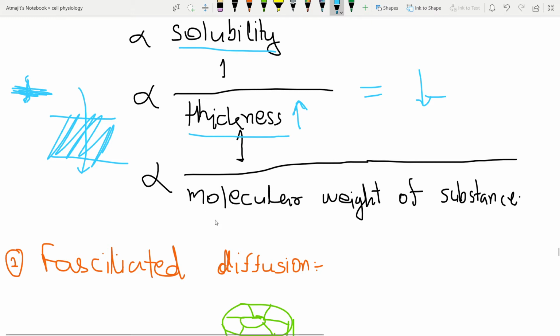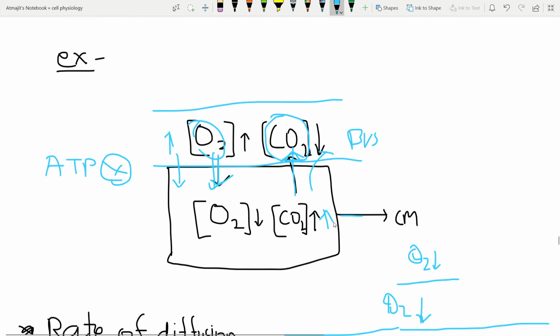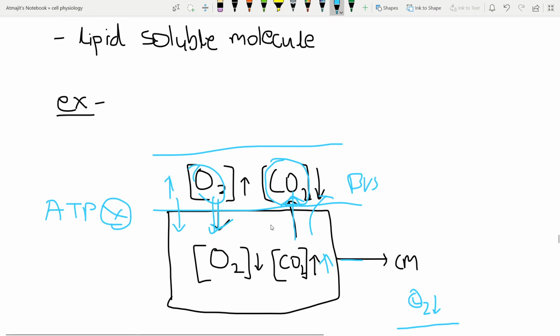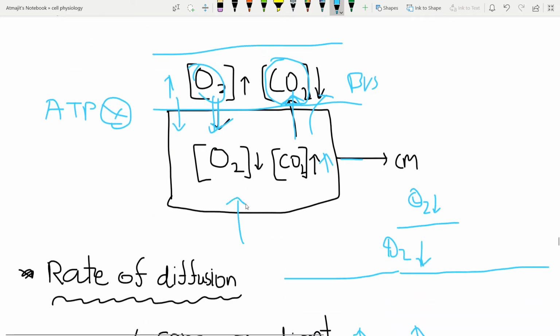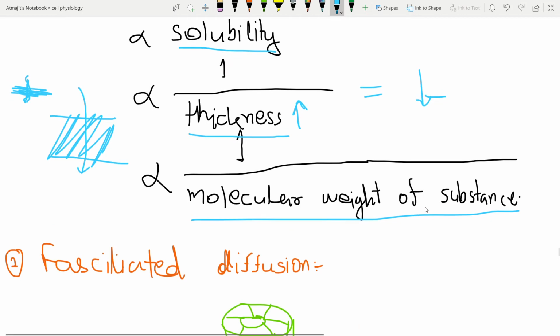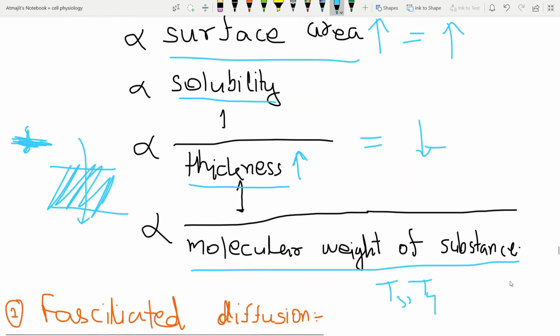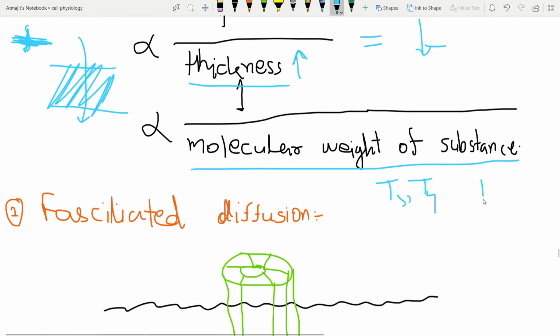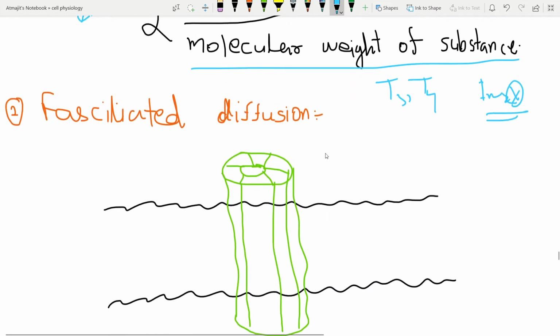It is inversely proportional to the molecular weight of the substance. If the molecular weight is high, then the substance cannot easily enter the cell. Thyroxine, T3 or T4, can enter into the cell by simple diffusion, but insulin cannot enter into the cell through simple diffusion. So it is also dependent on the molecular weight of the substance.